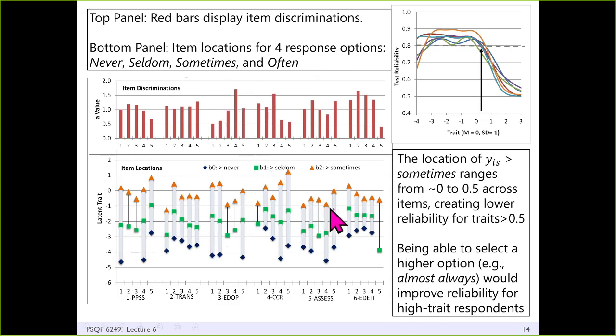And if you look across these items, the distances between the orange, the green, and the blue are not all the same. So within an item, they're not equidistant, and across items, the distances between these are not the same. So the jump of how much trait it takes to jump over sometimes and into often depends on which question it is.